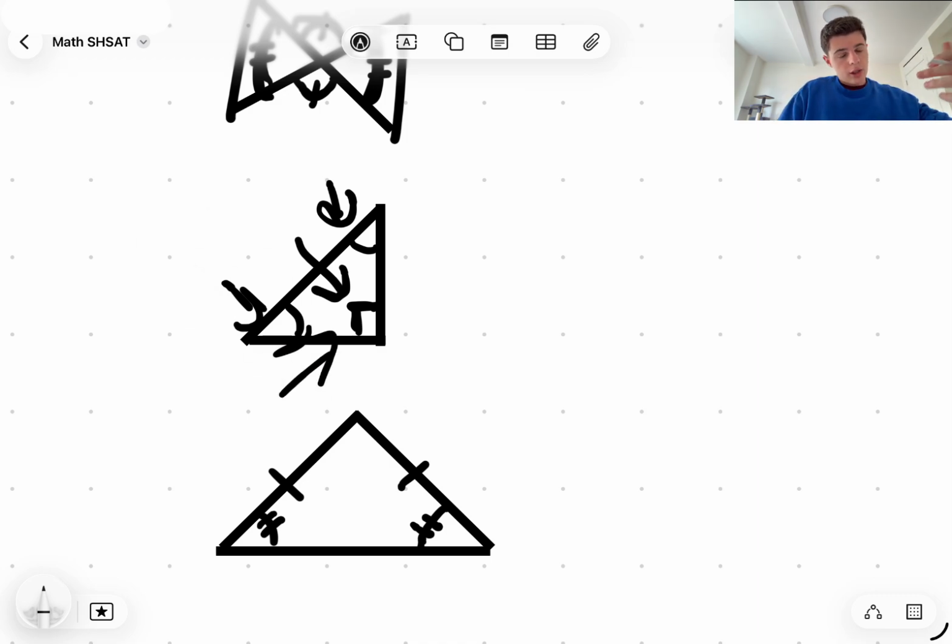So that is a right triangle, and there's a lot of stuff that we can do with right triangles and triangles in general and all of geometry, really. But we'll get into that in later videos.